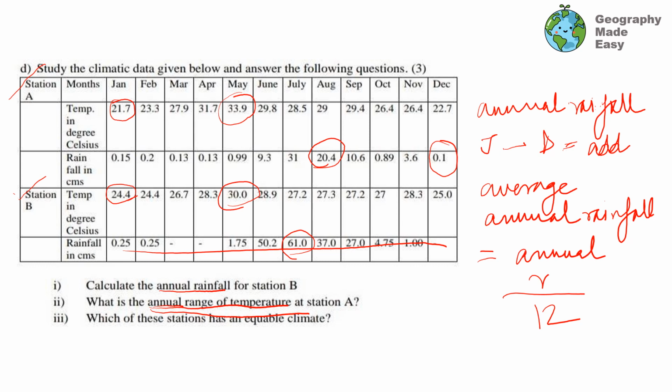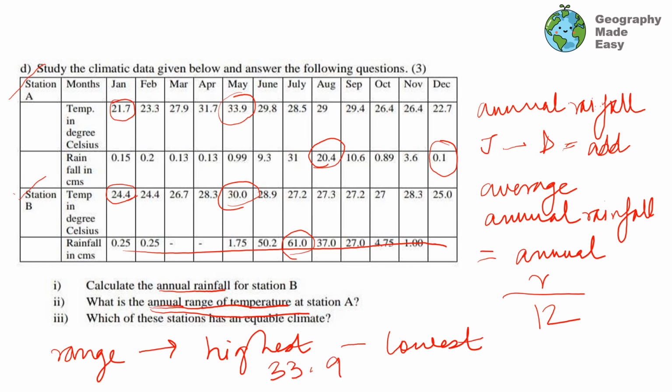Next, we have a question, which is the second one, which is annual range of temperature for station B. The range of temperature is calculated as highest minus lowest. So highest minus lowest. In this case, it will be 33.9 degrees Celsius minus 21.7 degrees Celsius, and whatever is the answer is your range. That means the temperature difference which I experience for this particular station.